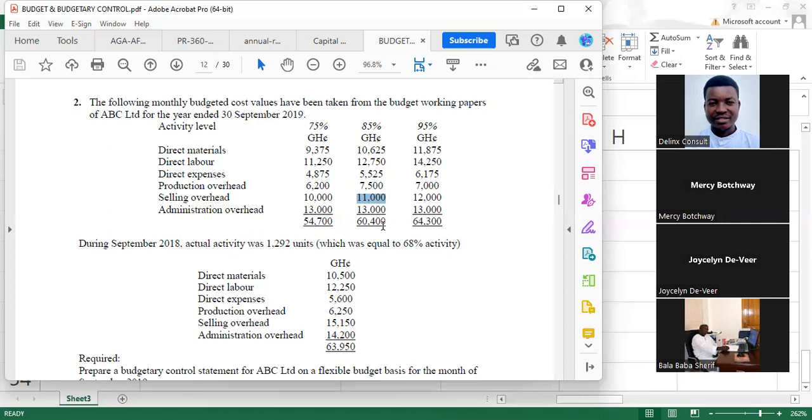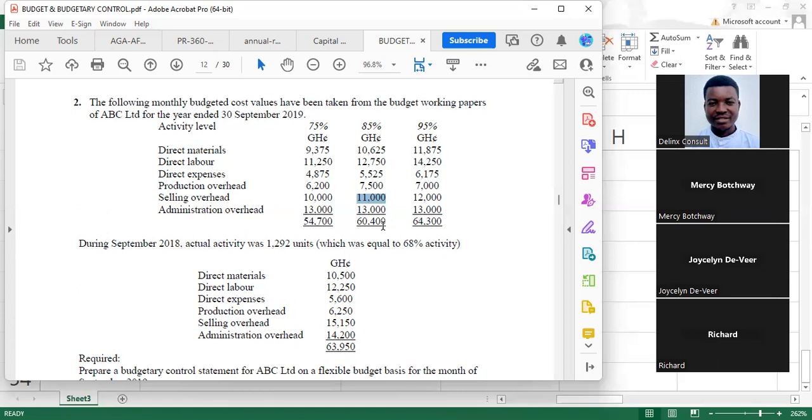6,800. I said total cost, not variable cost. To be 9,300. 9,300. Are we okay with that? How did you get the 9,300? What is the variable cost for the actual activity level? Selling overhead variable cost. What is the cost there? What is the variable cost? The selling variable overhead cost for 68% is how much?